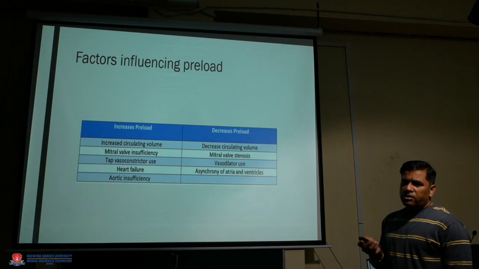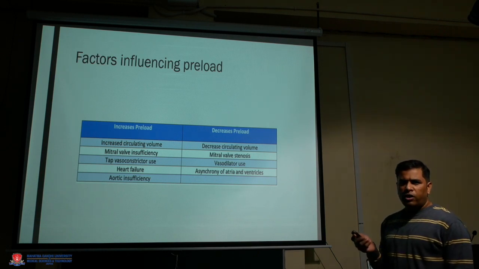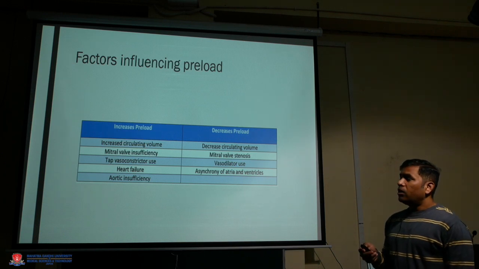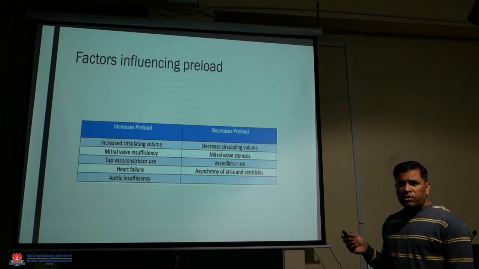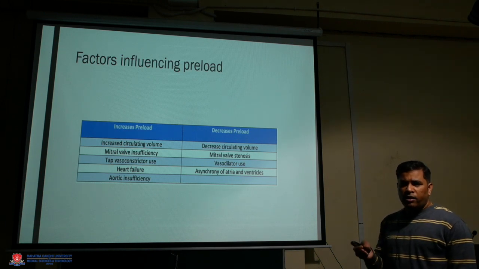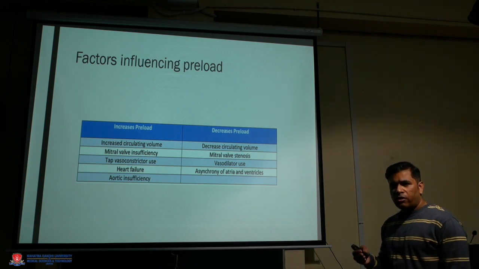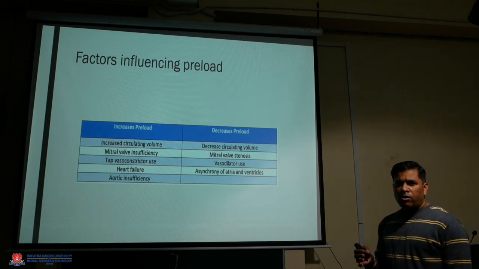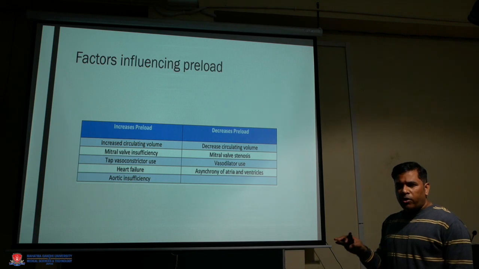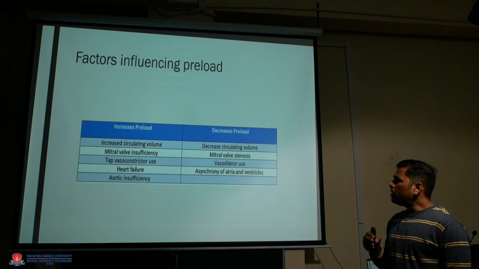Now there are various factors that increase or decrease the preload. If there is an increase in the circulating volume, it increases the preload. In diseases like mitral valve insufficiency, when there is MR, the blood is going back to the left atrium, so the preload will increase. If you use more vasoconstrictors, or there is heart failure, there is not enough pumping of the blood through the LV to the systemic circulation, so there will be an increase in the preload.